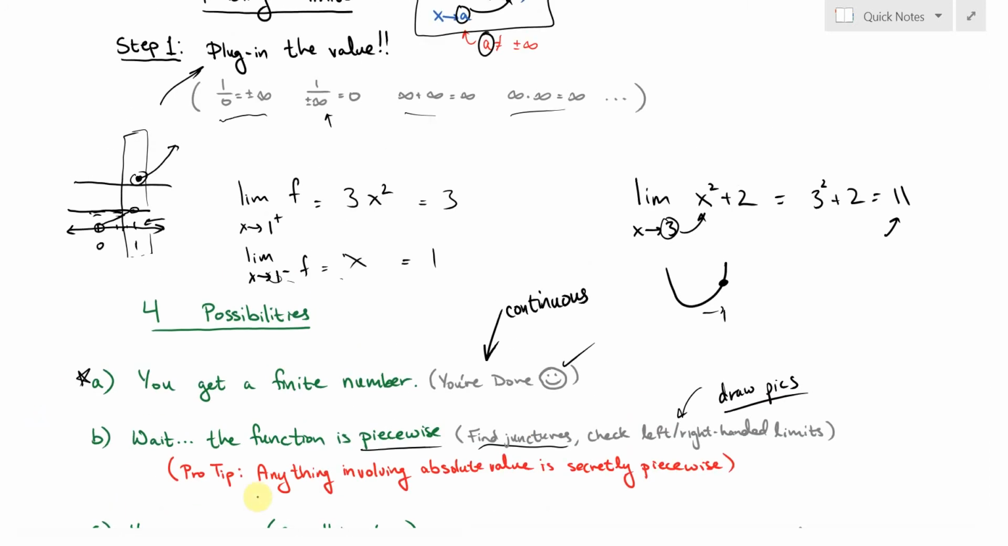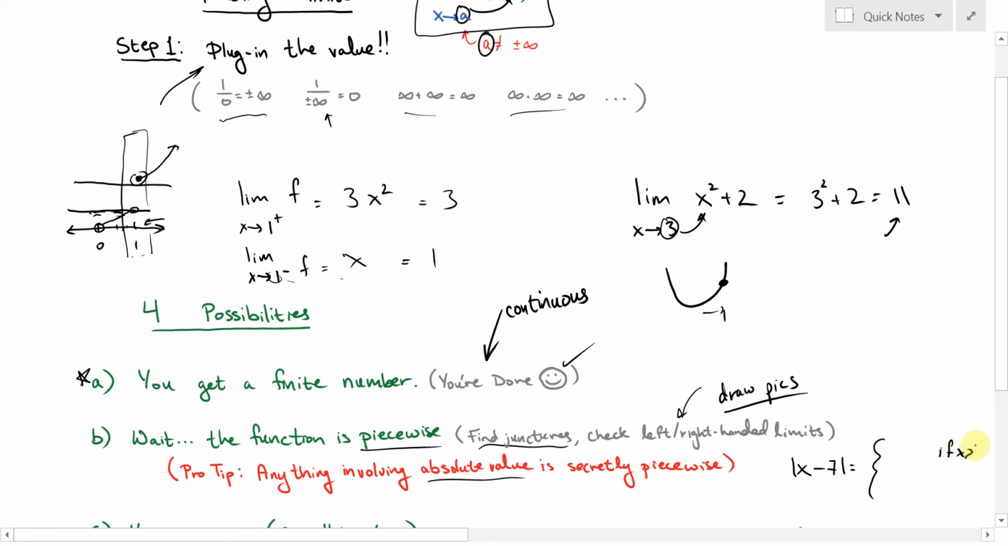And there's a little pro tip here. Anything involving absolute value is implicitly, secretly piecewise, right? Because the absolute value of x minus 7, for example, if that shows up anywhere in your formula at all, then notice that for x bigger than 7, that's just x minus 7. Fair enough. If x is bigger than 7, x minus 7 is going to be a positive number, so the absolute value of a positive number is just itself. On the other hand, if x is less than 7, and I really should make one of these "or equal to," it doesn't matter which.